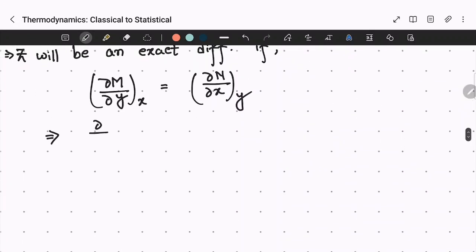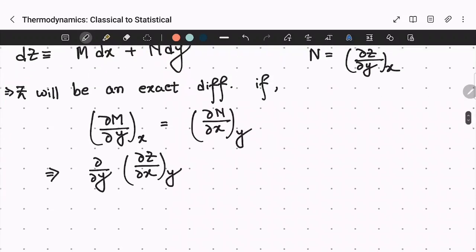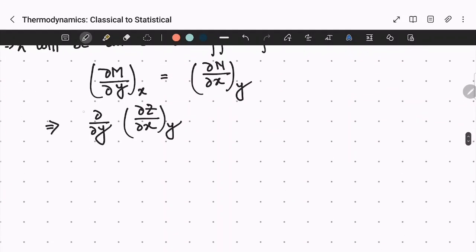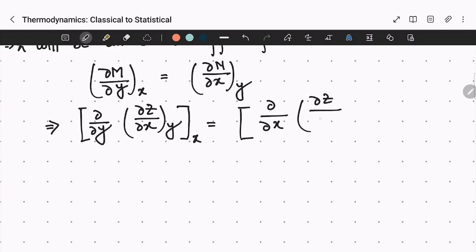We have to just put m. So what is m? M is del z del x y, del z del x y equals to, so this can also be written.